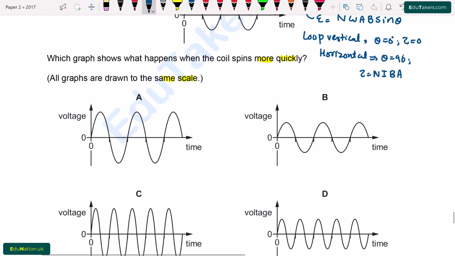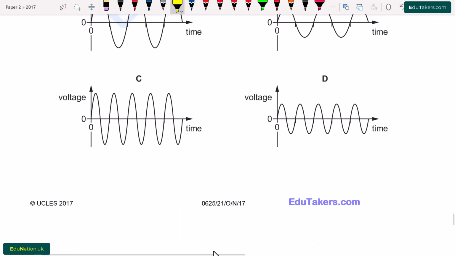From here, options B and A, both of these are incorrect because here the voltage remains the same. Now we see option C. Option C is correct. Option D is also incorrect. So the only correct option is C.